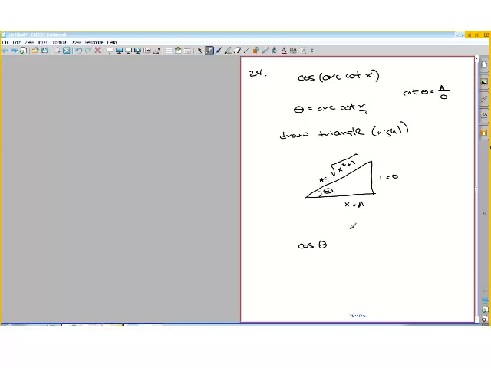Okay, so now all we have to do is say what is the cosine of theta, where theta was this. Well, the cosine of theta is the adjacent over the hypotenuse. So the adjacent is x, the hypotenuse is the square root of x squared plus 1, and that is the answer. So I kind of break it up into 2 parts. And that is problem number 24. I just want to make sure that's right. And it is.